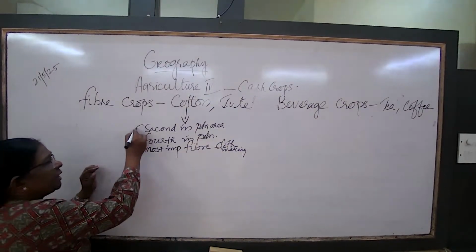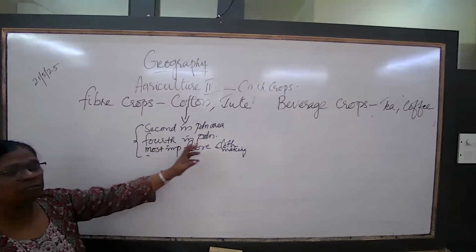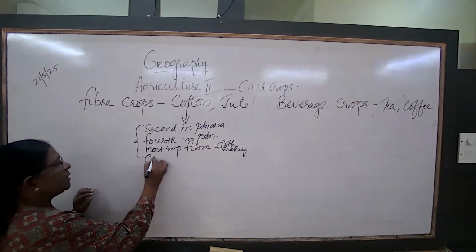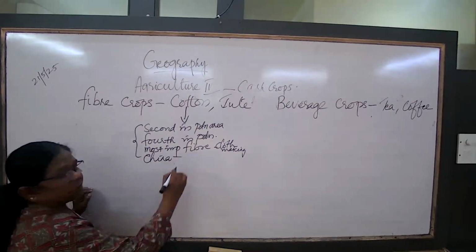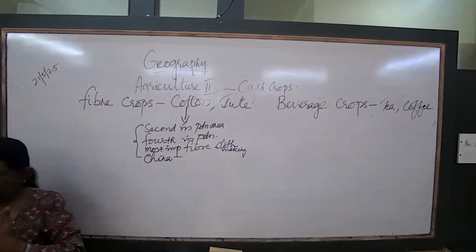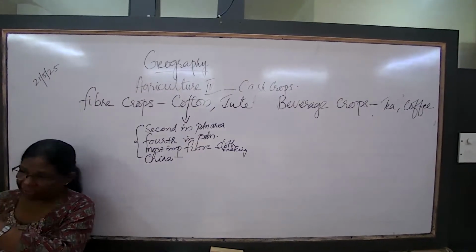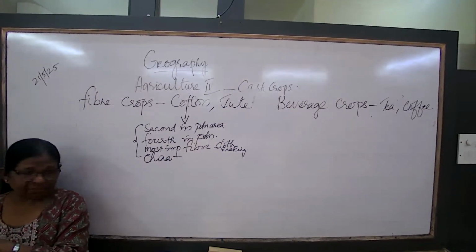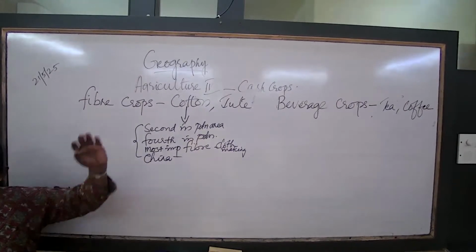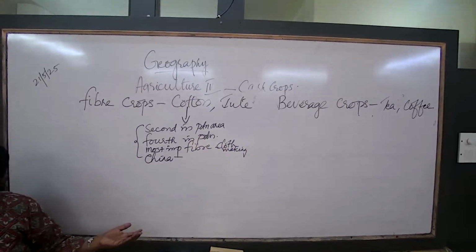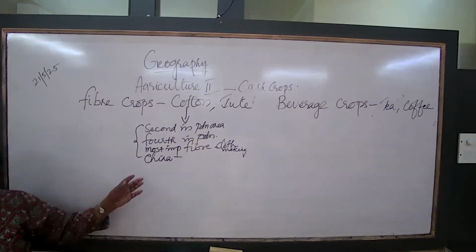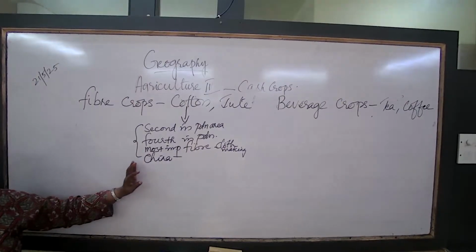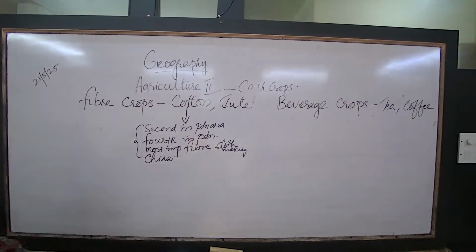See, we have seen second in production area, fourth in production. Then China is the leading producer. When we studied rice, China is first. Wheat also, China is first. Now here, cotton also, China is the leading producer. Clear? Now, what are the climatic conditions?